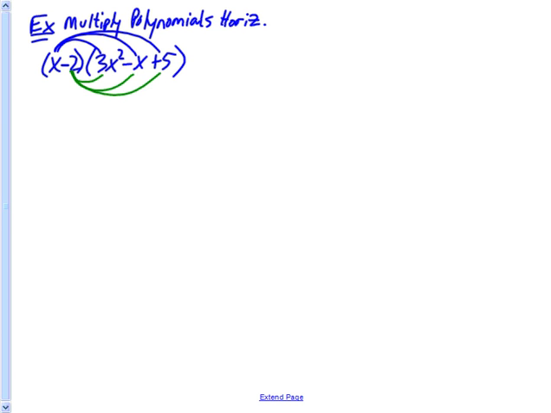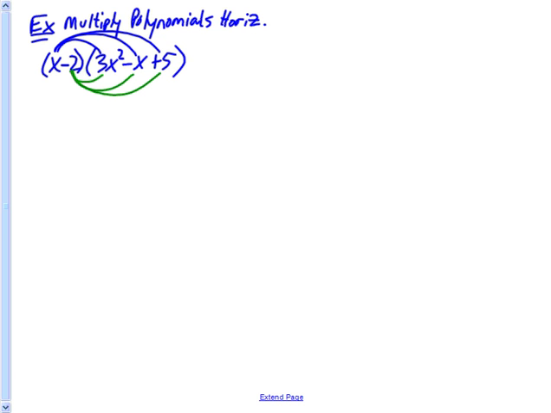You know, it's very similar to, if you remember with FOIL, we took the x times each of those terms, right? First, outer, inner, last, and then we took that -2 times each of those terms, if you remember that. Okay, so it's a similar process here. It's just that this time you have a binomial in front, that x minus 2, and then you got three terms that you're multiplying that by. That trinomial 3x squared minus x plus 5, right? That trinomial of degree 2, right? Quadratic. So let's take the x through.